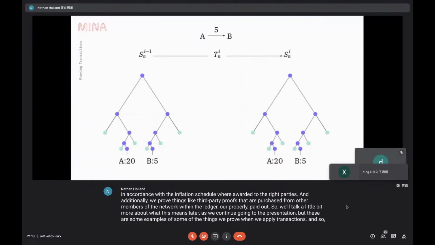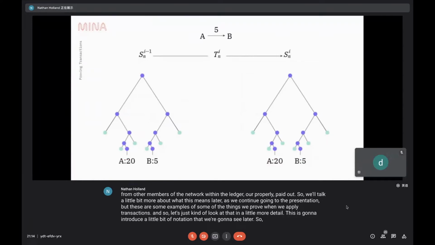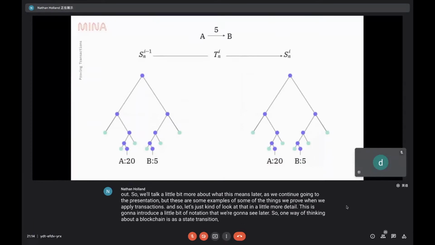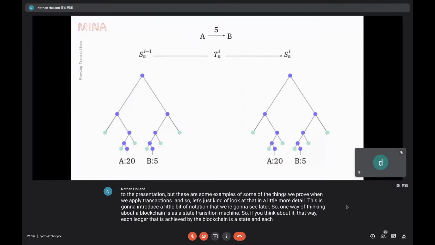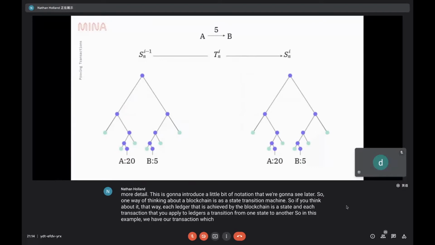Let's look at that in a little more detail. This is going to introduce a little bit of notation that we're going to see later. One way of thinking about a blockchain is as a state transition machine. If you think about it that way, each ledger that is achieved by the blockchain is a state, and each transaction that you apply to ledgers is a transition from one state to another. So in this example, we have our transaction, which sends 5 Mina from account A to account B. And if we apply this transition to the ledger state S_{i-1}, then we're going to get ledger state S_i.